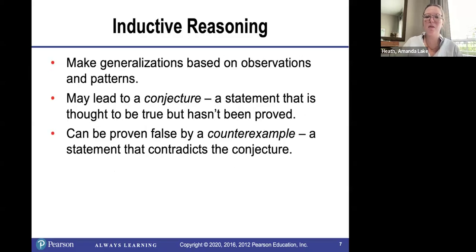Now, inductive reasoning can be used with patterns and numbers, or it can be used in patterns in our everyday life. Like I took a course with Dr. Heath last semester, the semester before that, and the semester before that, and I made an A in all three. So I'm going to make an A this semester, right? That's a pattern. Now, if you don't do the work, then you might not get an A in Dr. Heath's class this semester. So that would be a counterexample if you got a bad grade in a class that you took with the same professor. So these are things that we think might be true based on a pattern, but we haven't proved, and we can prove them false with a counterexample.